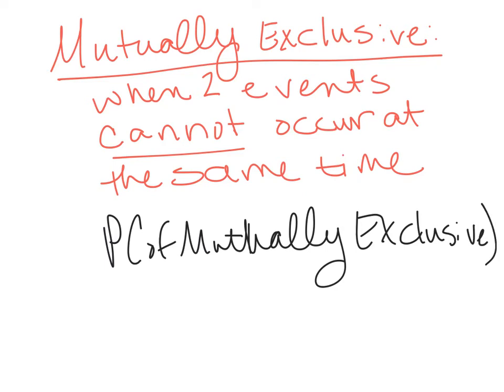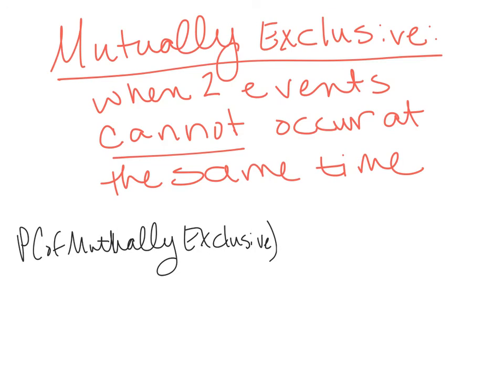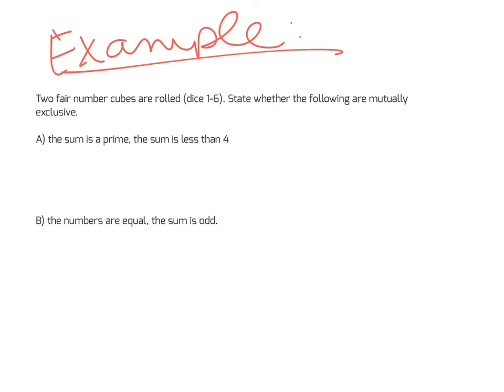So the probability of mutually exclusive events happening at the same time is 0. So we want to decide whether these things are mutually exclusive or not. 2 fair number cubes are rolled. You're going to find that phrase, fair number cubes, that really just means a die numbered 1 through 6. Is this mutually exclusive or not? That the sum is prime and the sum is less than 4.